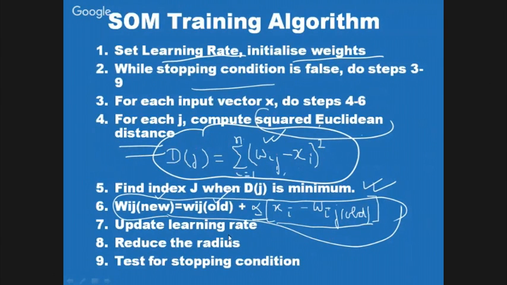And after that, update the learning rate and reduce the radius, that means the area you should concentrate on. After that, again you test for the stopping condition, and finally you go back to the loop. So this is all about the SOM training algorithm.